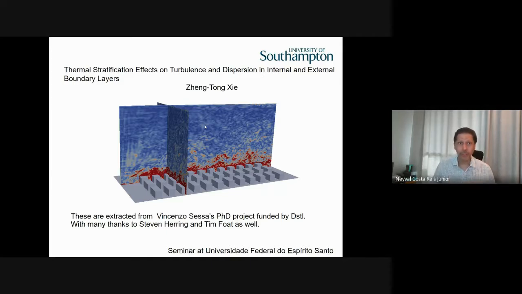developments in the field of thermal stratification, which is of particular interest for us Brazilians, since we work a lot with unstable and very unstable conditions here in Brazil, right, because of the weather.